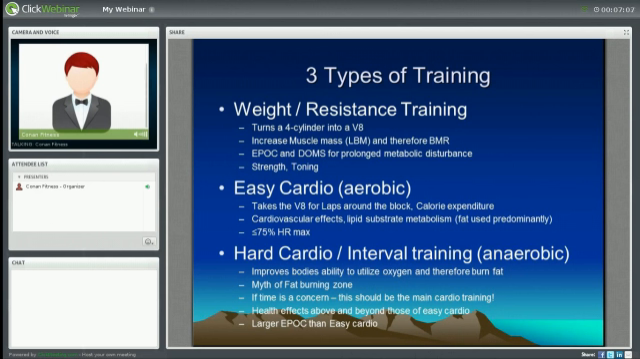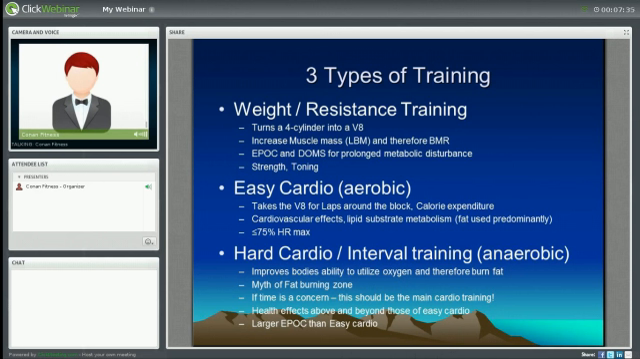DOMS, that's your delayed onset of muscle soreness, and everyone knows that. You get sore after a good bout of weights, or any form of training really, and that does produce a prolonged metabolic disturbance. That does cost the body a bit of energy. So while it might not feel so great when you're sore, it does actually burn a few more calories. Then there's our usual benefits to weights and resistance training, like strength and toning, as most people know.